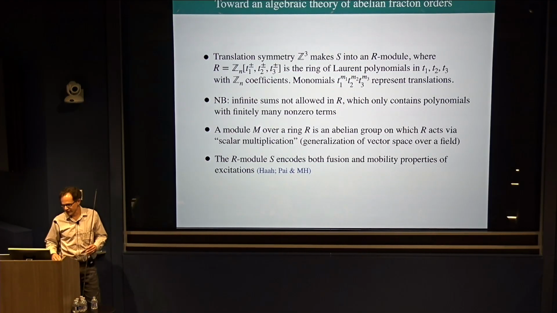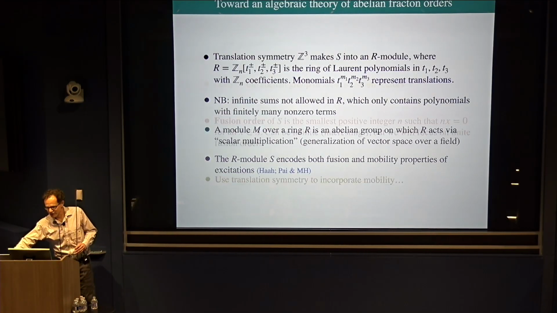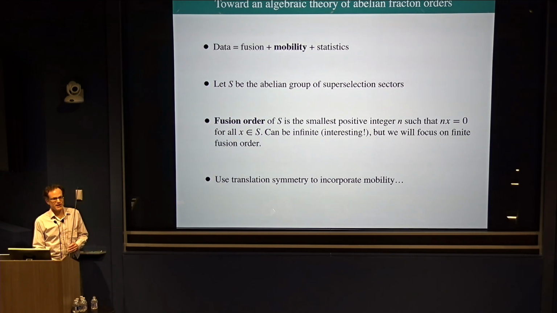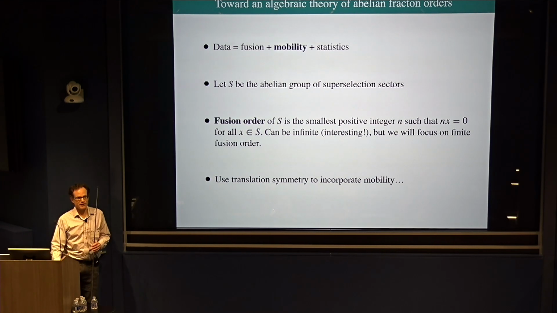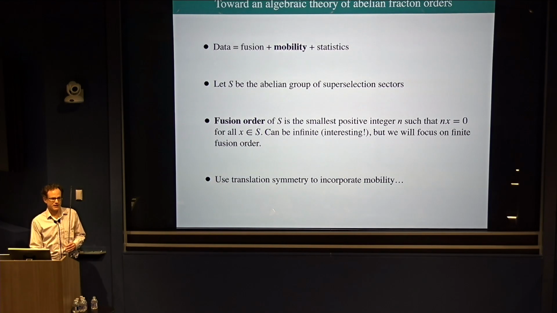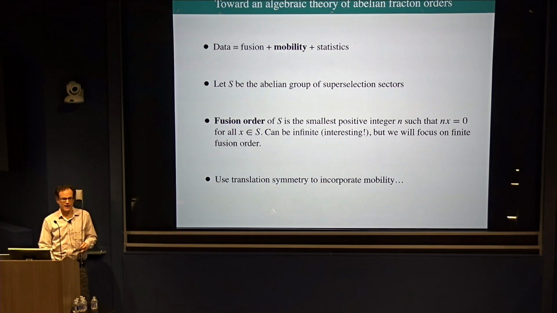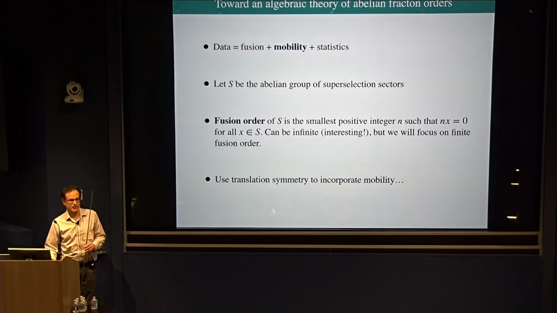S is the set of superselection sectors, equivalence classes of particles. That was defined earlier. So two excitations are equivalent if they can be transformed into one another by a local operator. And in an abelian system, by definition, S is an abelian group. It doesn't have to be finite, and in Fracton systems, it's not. It's never finite in Fracton systems.